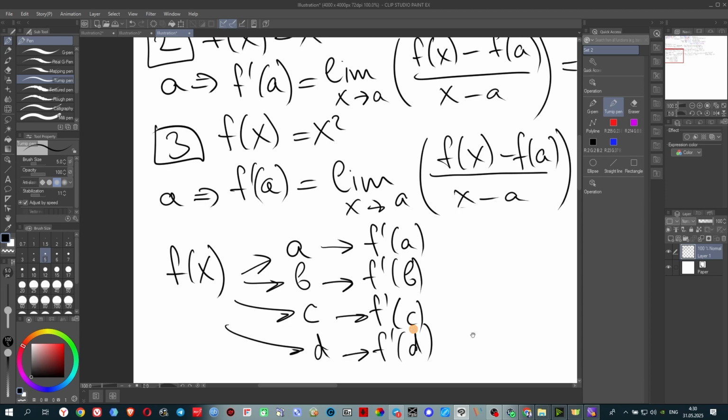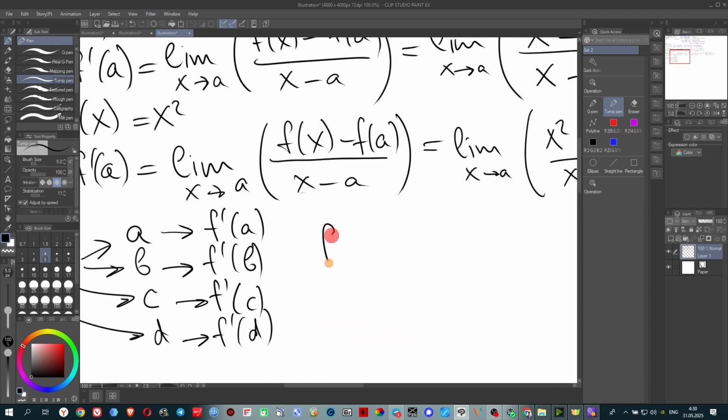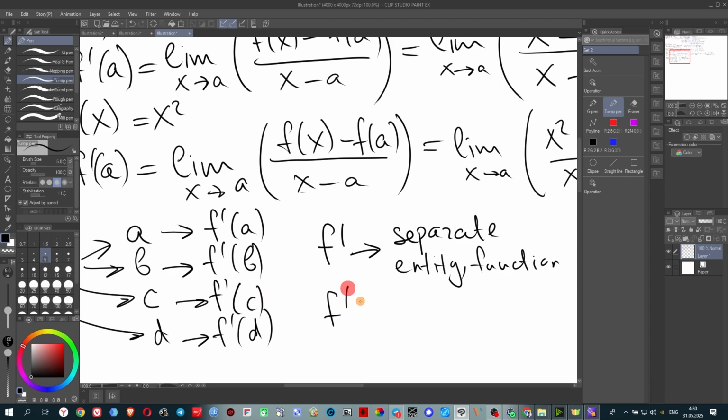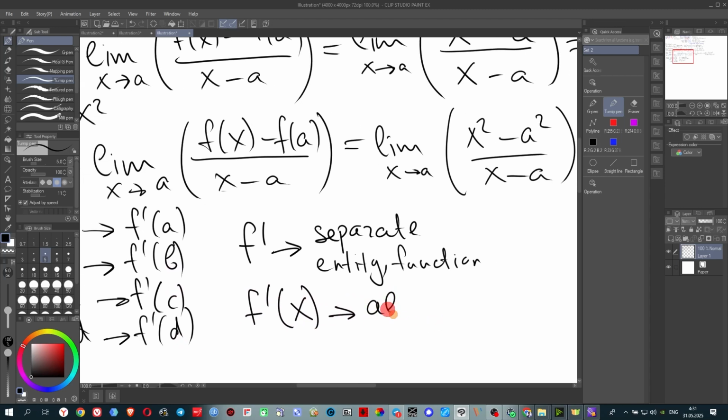What can we say then? We can say that f prime is actually a separate function, a separate entity. Because f prime is defined at the point A, at the point B, at the point C, at the point D, and so on. So basically we can speak about the function f prime of x. It is a new function. Also a function. It's a very important thing for us.